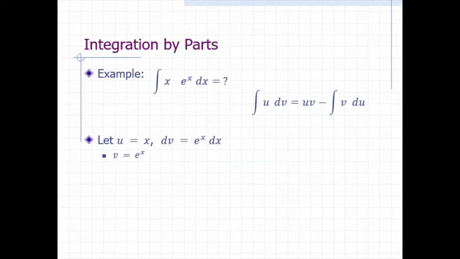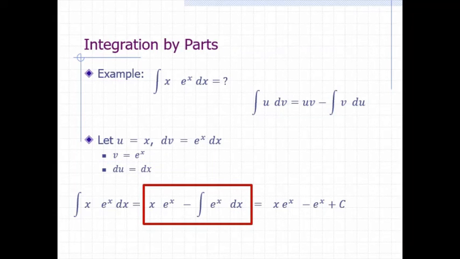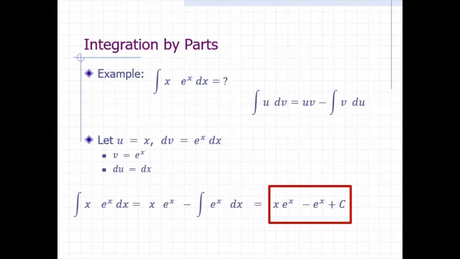So now we can write the integral of x times e to the x as, here u times v is x times e to the x. Now the integral of v du is just the integral of e to the x dx. Note that v is e to the x, and du is equal to dx since u is equal to x. So our integral is equal to x times e to the x minus the integral of e to the x dx. This simplifies to x times e to the x minus e to the x plus an arbitrary constant c.